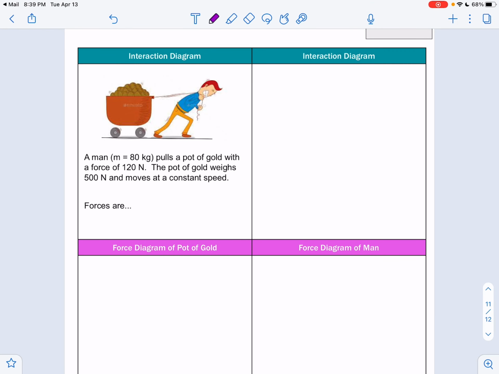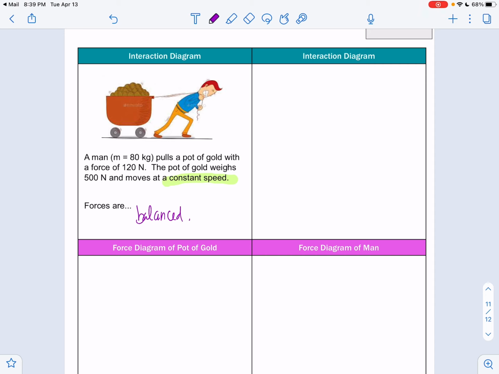So here we go. A man, a mass of 80 kilograms, pulls a pot of gold with a force of 120 newtons. The pot of gold weighs 500 newtons and moves at a constant speed. Again, I'm seeing the words constant speed, and now I know that the forces are balanced.